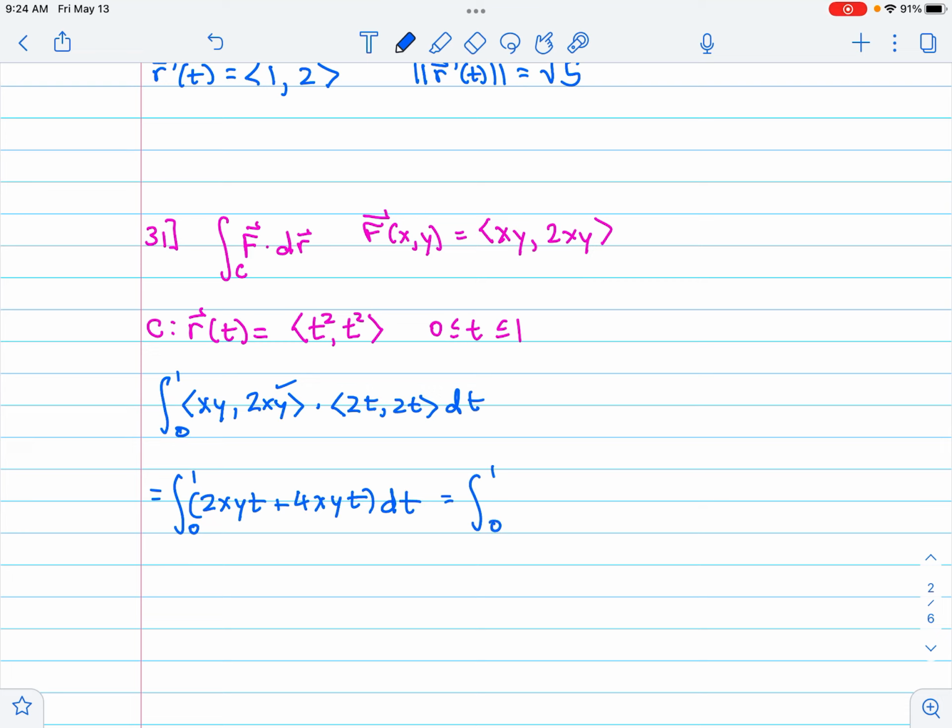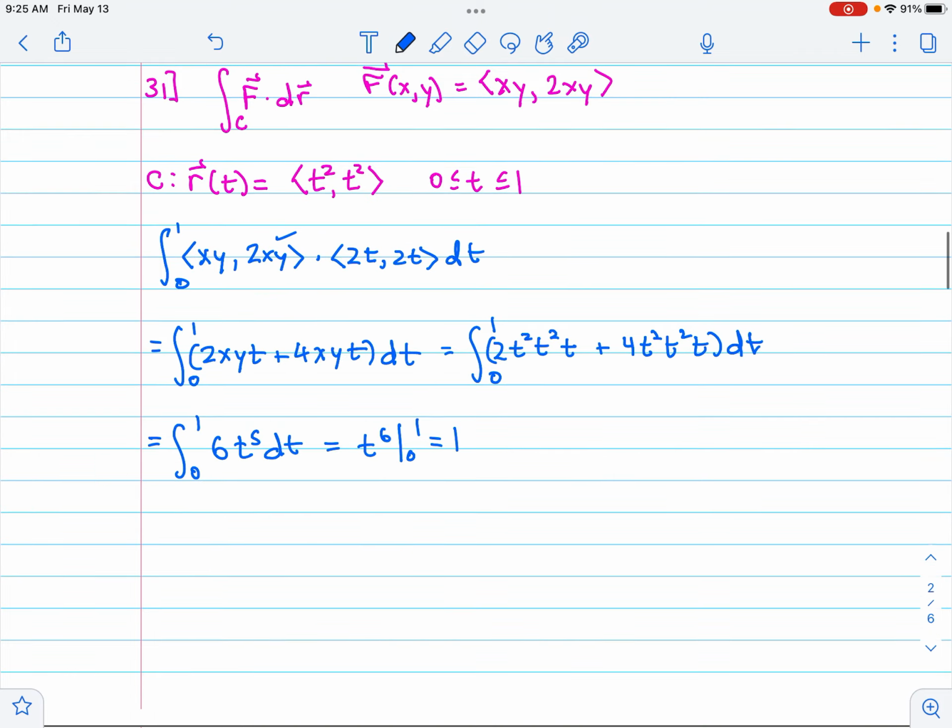Now what I've got to do is plug in the x and the y. So this is going to be 2t squared t plus 4t squared t dt. And that will give us the integral from 0 to 1 of 6t to the 5th, which we'll go ahead and integrate. This is going to be t to the 6th from 0 to 1, which is 1. Okay, now let's move along.